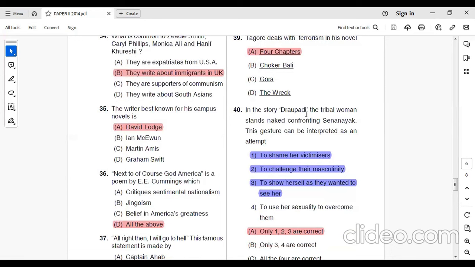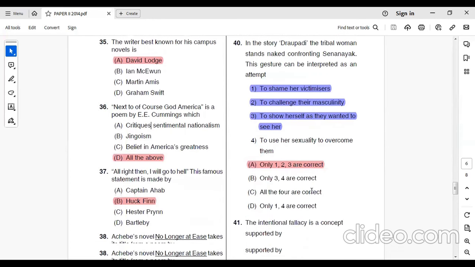In the story Draupadi, the tribal woman stands naked, confronting Senanayak. This gesture can be interpreted as an attempt, all three answers are correct, one, two, three: to shame her victimizers, to challenge their masculinity, to show herself as they wanted to see her. So who has written this work, Draupadi? Draupadi is a short story of around 20 pages written in the Bengali language by Mahashweta Devi.